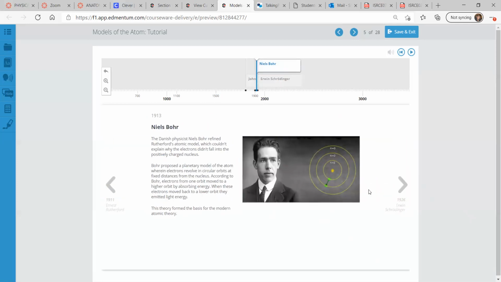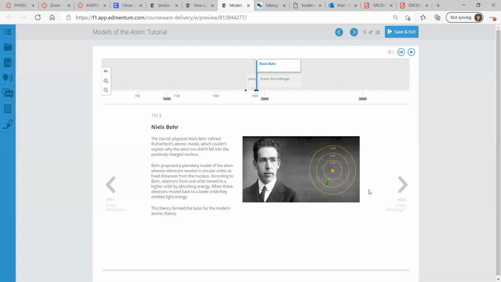Two years later, we have Niels Bohr. He was a Danish physicist, and he took Rutherford's atomic model and refined it, because Rutherford's model couldn't explain why the electrons didn't fall into the positively charged nucleus. If you remember from our magnetism lessons, positive and negative attract, right? So if the nucleus is positive and the electron is negative, why don't they attract each other and fall into one another?